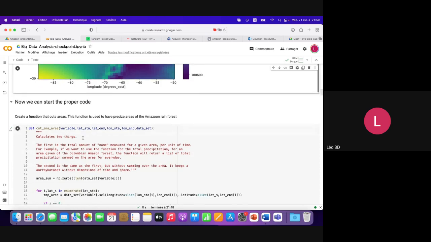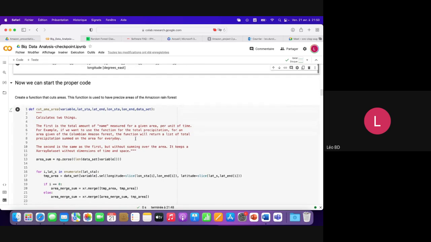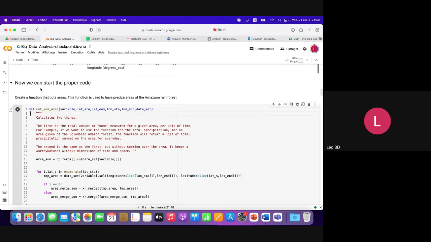As I told you, we need to cut our area to the Amazon rainforest area for each country. So I wrote a code that cuts. This is a function. This is how I define my function. This is the name of the function, which is called cut ama area. Then the function will take some variables that it will work with to give you something at the end that you will define. So this is how you write a function.